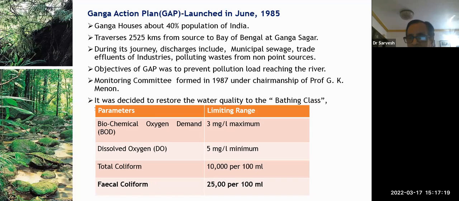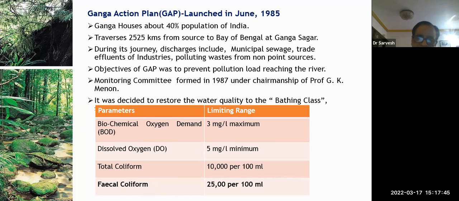And dissolved oxygen is maintained around 5 ppm. And total coliform 10,000 per 100 ml, and fecal coliform, because that is the very common contaminant of the water body, that is coming from the fecal system of the human being, that is 2,500 per 100 ml. This limiting range was decided.